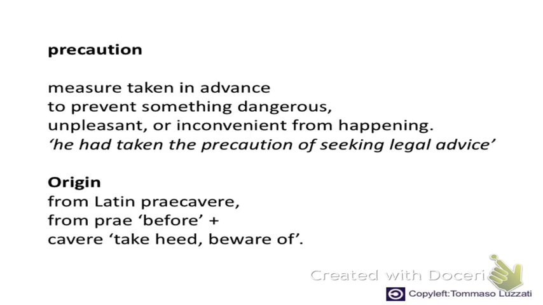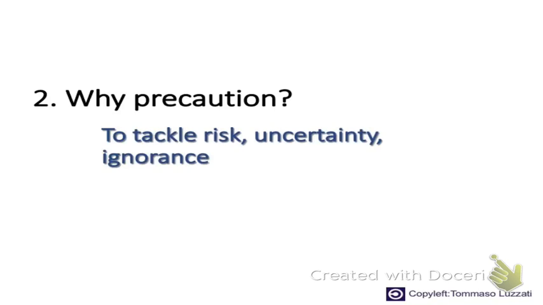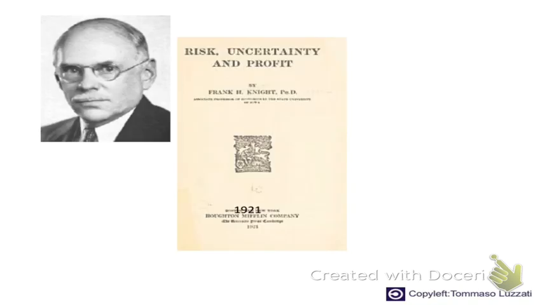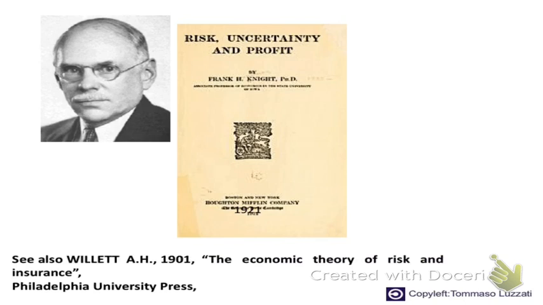So, this is an idea. Why using precaution? Of course, to tackle risk, uncertainty, ignorance. This guy is Frank Knight, who wrote this book in 1921, which is named Risk, Uncertainty, and Profit. Some years before this book, there was also another book, which had already some ideas that we can find in Knight.